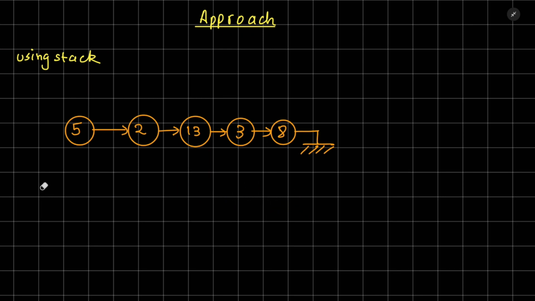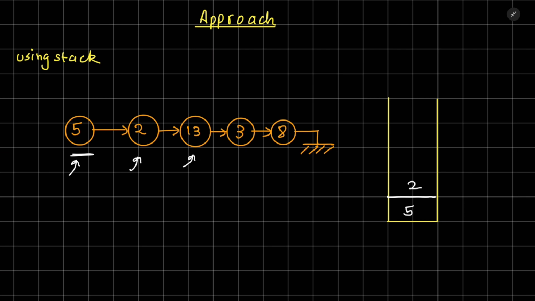Let's say we have a stack here. In this stack we will be pushing the elements that we get. First we have this 5. Our pointer is currently at 5, so we will push 5 into the stack. Then, 2 is lesser than 5, so we can insert it, so we insert 2.